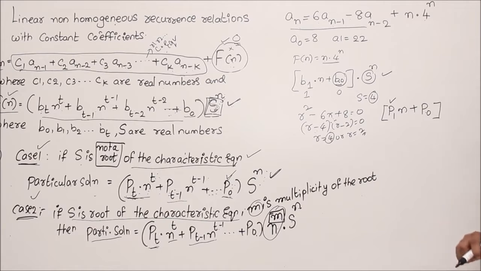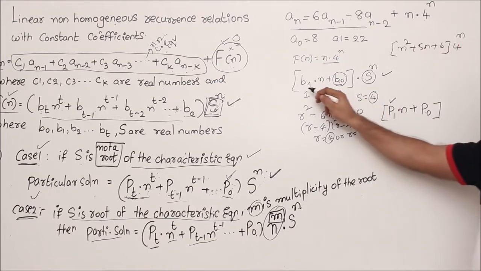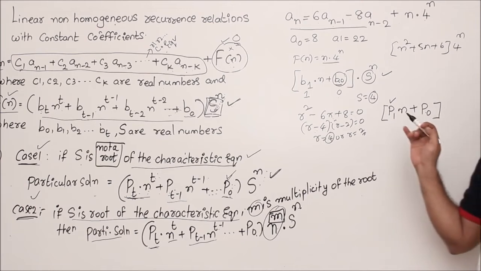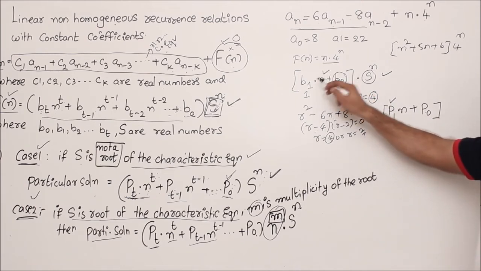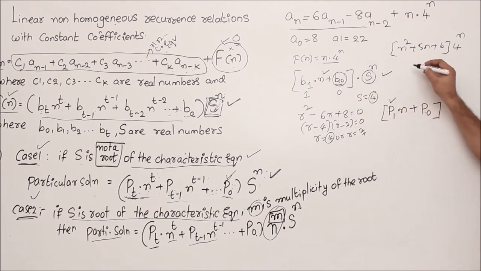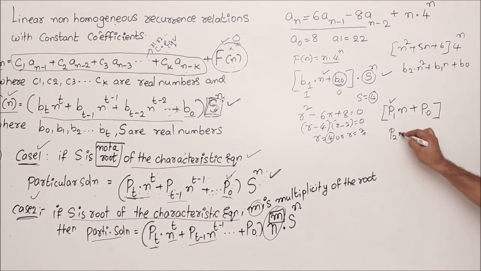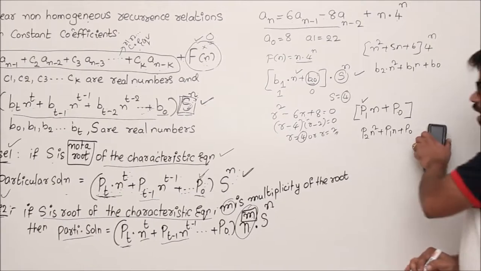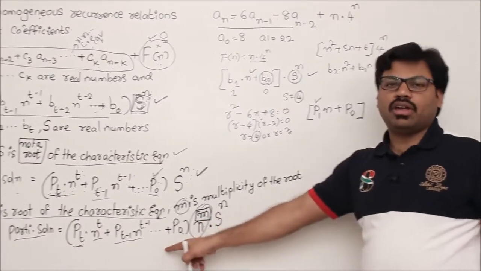So p1·n plus p0, that is the form. And remember, sir, what if my equation is (n² + 5n + 6)·4^n? What would be the corresponding particular solution? Simple. First of all, what is your equation form? It would be b2·n² + b1·n + b0. The particular solution will be p2·n² + p1·n + p0. In that way we can always find the corresponding particular solution.